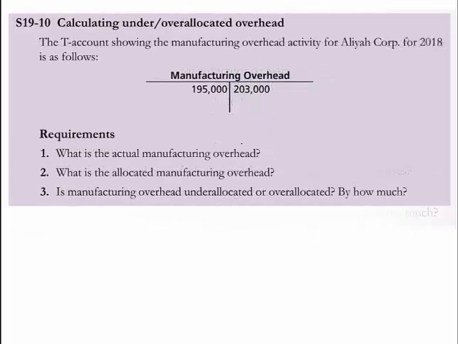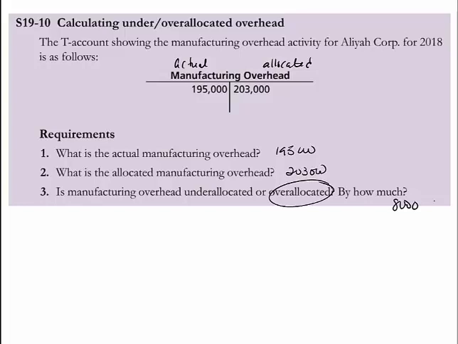And then here's another T account. Again, this would be our actual on the debit side, and this would be our allocated over here on the credit side. So actual is 195 and allocated is 203. So in this case, I'm over by the difference, which is $8,000.